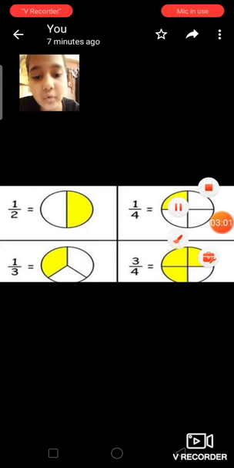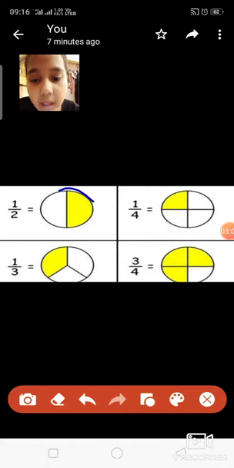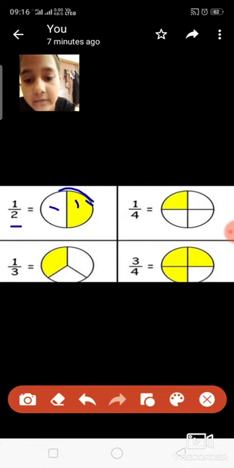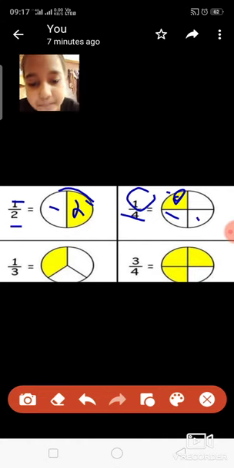Now let's see some more examples. See, an equal circle is given over here, and it is divided into 2 parts. You can see 2 parts. So 2 is written down and 1 is shaded. So 1 over 2. I hope by this example you are understanding. Now 1/4. It is divided into 4 parts. 1 is shaded, so 1 and 4. Now 4 parts, 3 are shaded, so 3 and 4. I hope you are understanding very well.